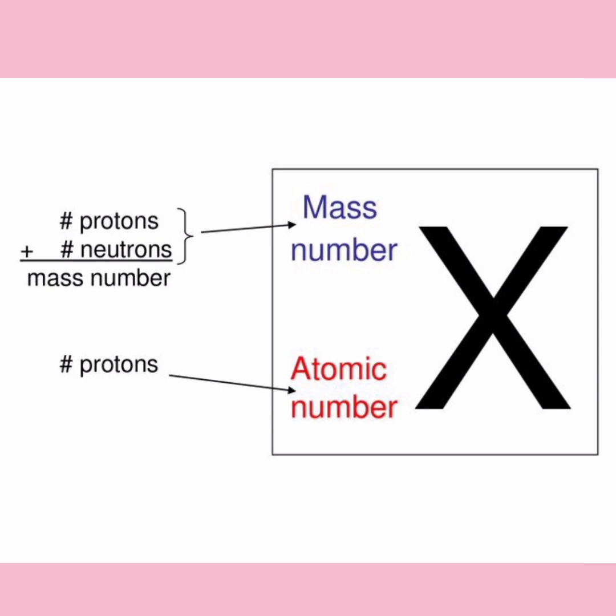What is given on the top of an atom is called the mass number, and the bottom is called the atomic number. The mass number is nothing but the number of protons and neutrons together, and the atomic number is only the number of protons present in the atom. So this is what is called mass number and atomic number. Each atom has a unique mass number and atomic number.